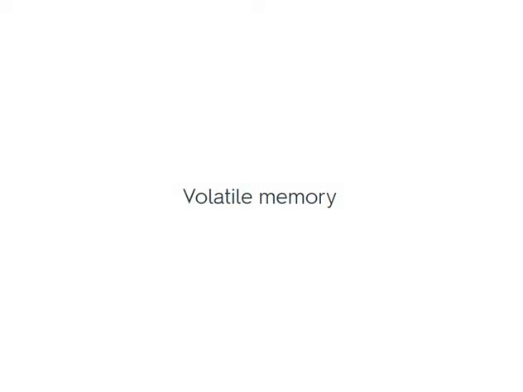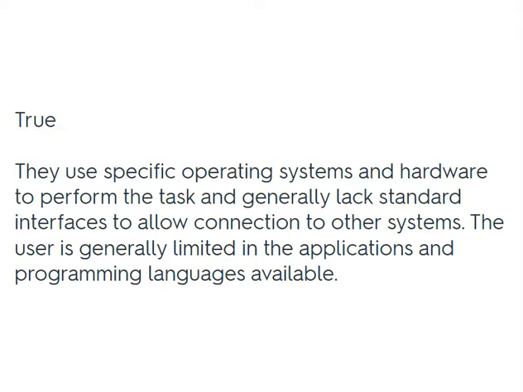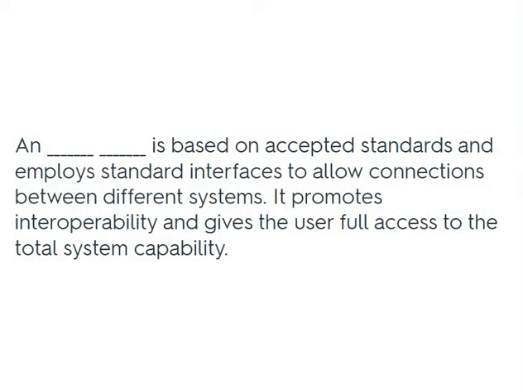Volatile memory. T or F: closed systems are proprietary in nature. True, they use specific operating systems and hardware to perform the task and generally lack standard interfaces to allow connection to other systems. The user is generally limited in the applications and programming languages available. And blank is based on accepted standards and employs standard interfaces to allow connections between different systems. It promotes interoperability and gives the user full access to the total system capability.